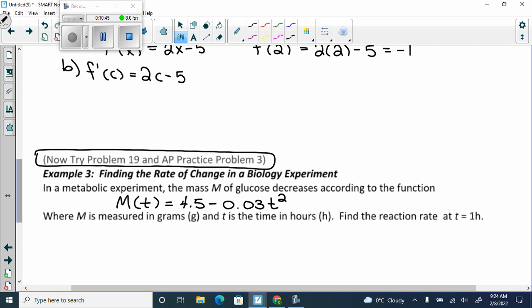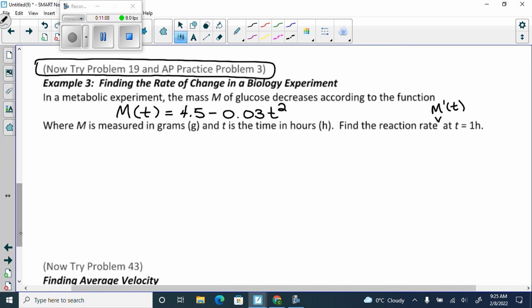And then they want you to find the reaction rate M prime of T at 1 hour. So what do they really want you to find here? The first derivative, and then they want you to plug in 1. Okay? Try it out. So you're using this. They want the first derivative, and they want you to plug in 1.